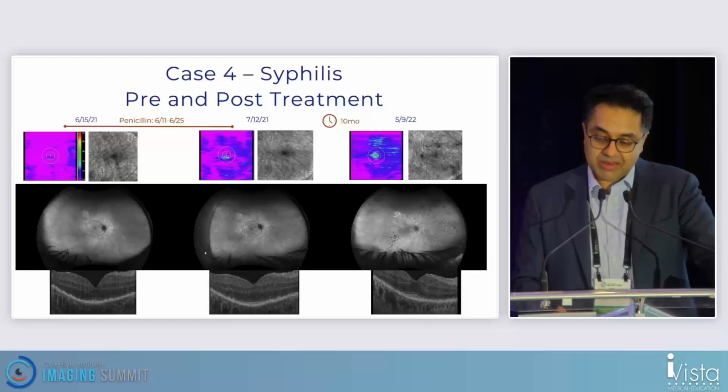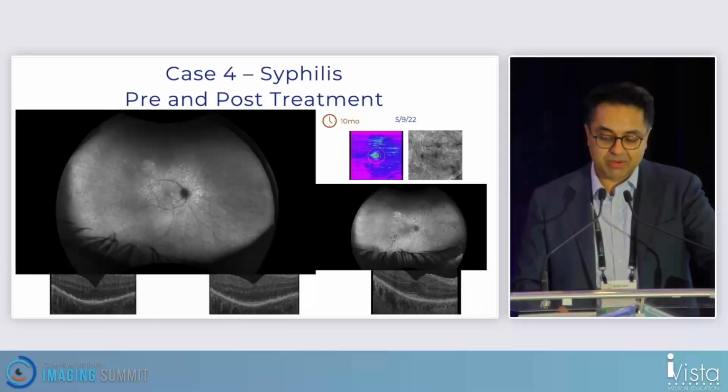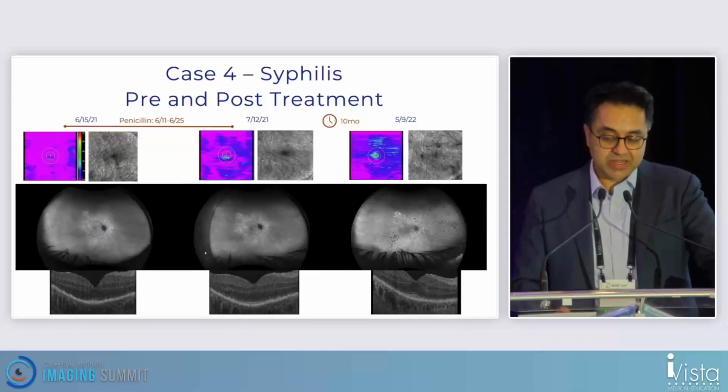You can see both pre and post treatment. So this is a patient who comes in initially, has a decent area of hyperautofluorescence that you're able to quantify, the amount of hyperautofluorescence on that ultra wide field image, gets treated with penicillin.